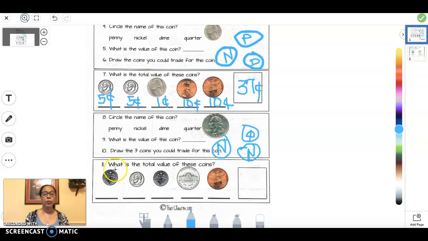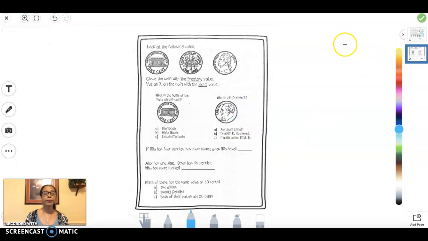And number 11, you will do it the same way that you did this one right here. Whatever the value of this coin is, write it here. The value of this coin, write it on the line. The value of each coin gets written on the line. And it's very important that you put the total amount over here in this box so that we know how much these coins total all together. Okay? One more page and then you're done.